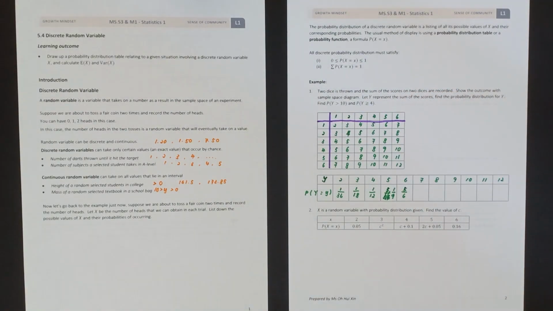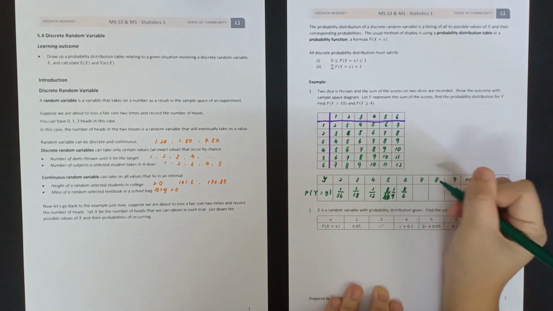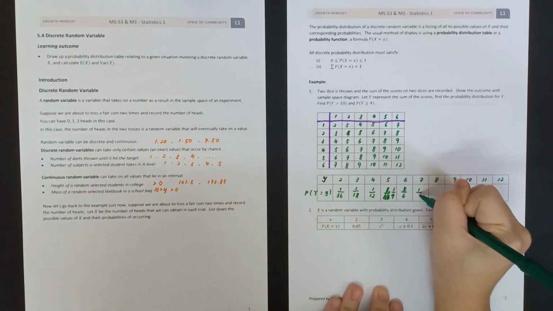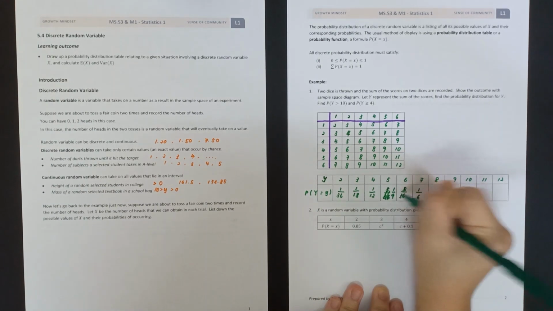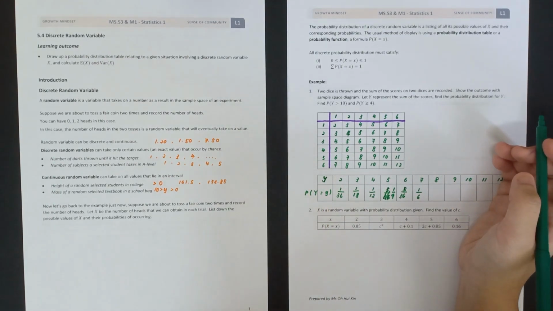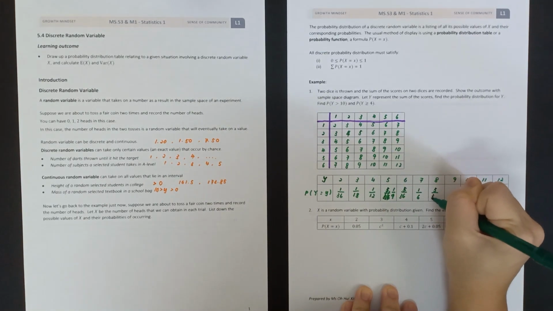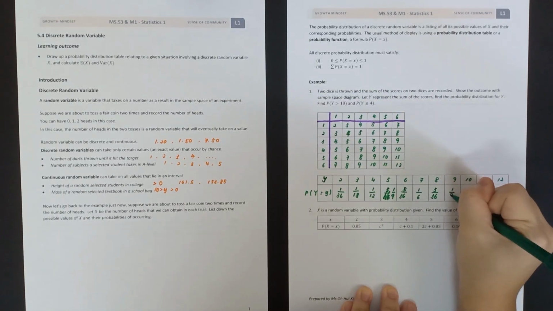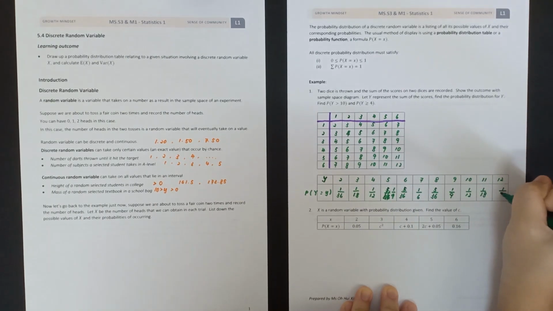Then I continue the same thing. For 7, 1, 2, 3, 4, 5, 6, so 6 over 36, which gives you 1 over 6. Then for 8, the probability that your sum of score equals 8, you have 1, 2, 3, 4, 5, so 5 over 36. Then same thing, you do it for 9, 10, 11, and then 12.